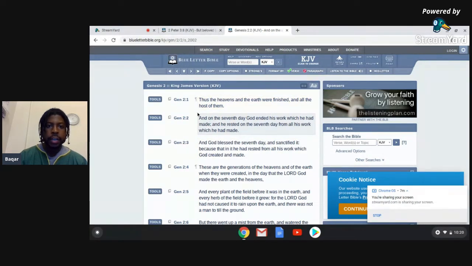Okay. So it says here, thus the heavens and the earth were finished and all the host of them. This is talking about creation. And on the seventh day, God ended his work which he had made, and he rested on the seventh day from all his work which he had made. It says, and God blessed the seventh day and sanctified it, because that in it he had rested from all his work which God created and made.